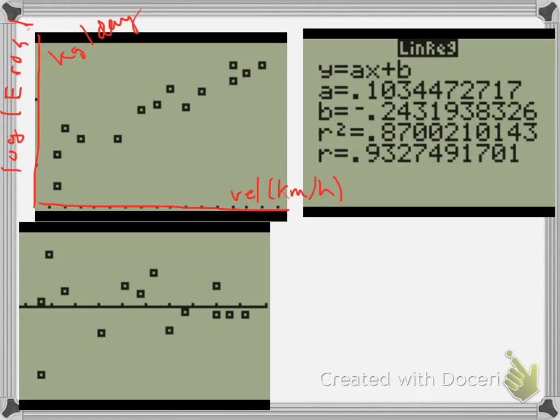Okay, and you know, it's pretty straight. So I think a line seems like an appropriate linear model. And then I looked at my R value. Well, that was better than the 0.9 that I had on the other with the original data. So I'm feeling good about that.